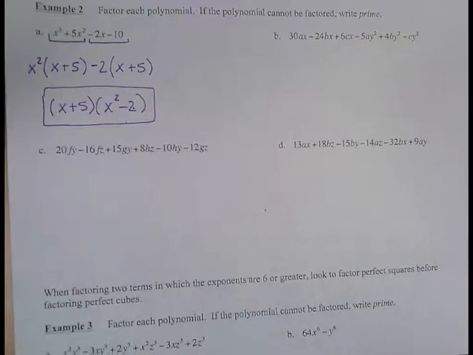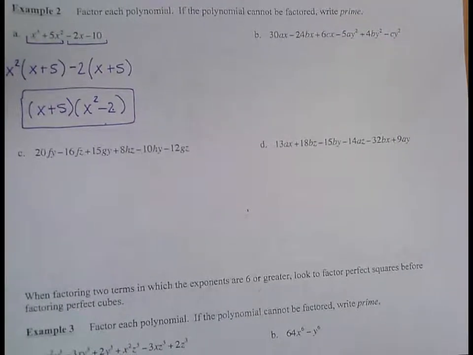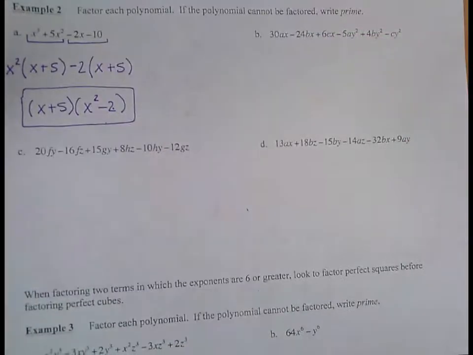Example B. How many terms does example B have? 6 terms. What method should we try? Grouping. So 4 or more terms. Grouping is what you try first. When you use grouping, no matter how many terms you have, grouping will only work if you have an even number of terms. Because when you group, you're only making 2 groups. So when you have 6 terms, you're making 2 groups of 3.